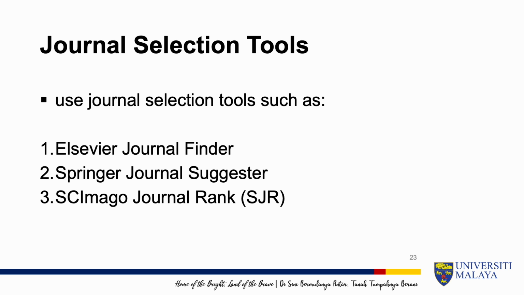Luckily, we have several tools that are available to help you choose the right journal for your research. You have Elsevier Journal Finder, Springer Journal Suggester, SCImago Journal Rank, and all that. But for me, most of the time, I tend to use the Elsevier Journal Finder, which I will explain to you in the next slide.